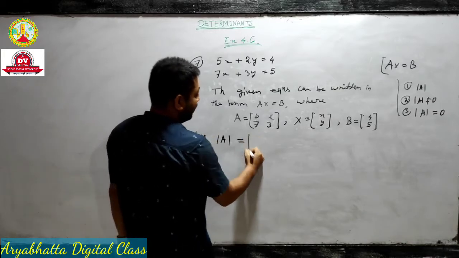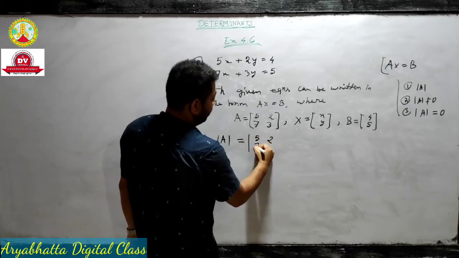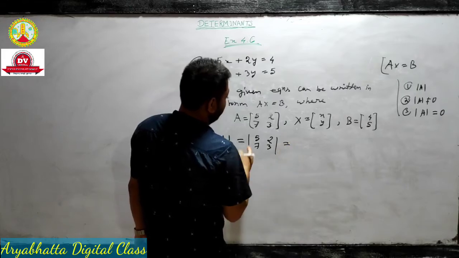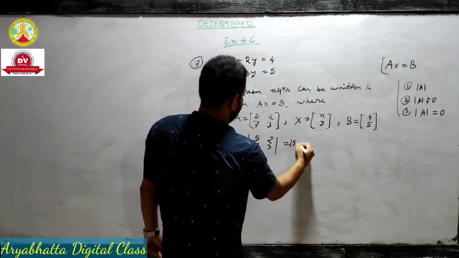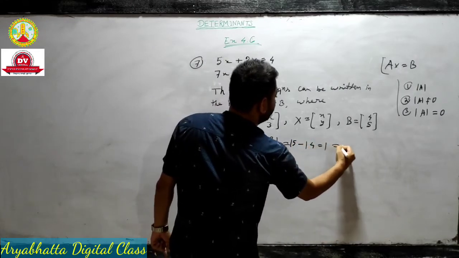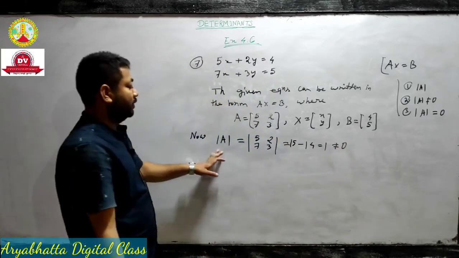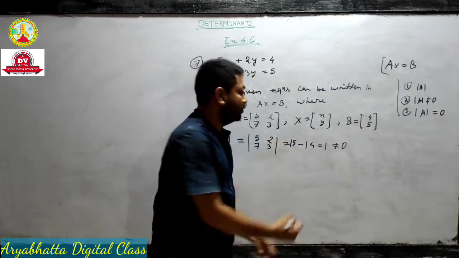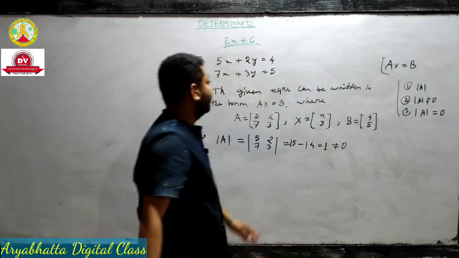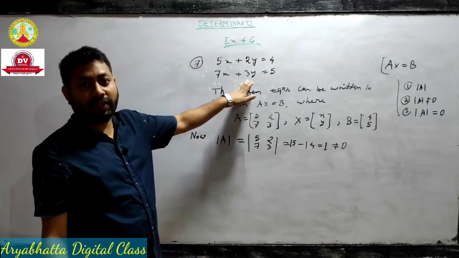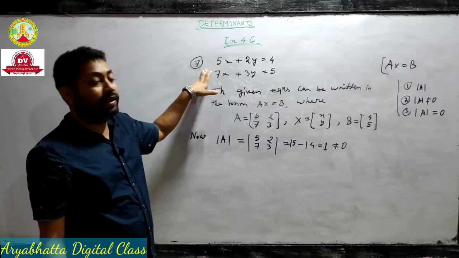Determinant of A is equal to |5 2; 7 3|. This is equal to 5 times 3, 15, minus 14, equal to 1, which is not equal to 0. Therefore, here determinant of A is not equal to 0, it is equal to 1. Therefore, the system of linear equations is consistent and it has a unique solution.